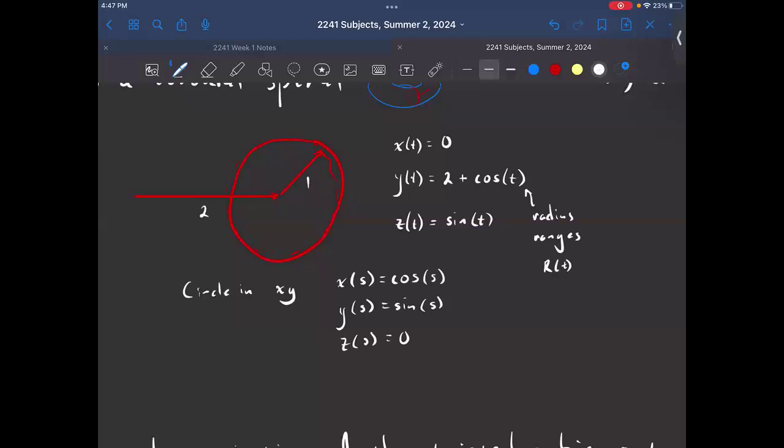This is a cylinder. And how do we put these together? I want the radius to be that. So I need to modify this circle by putting a radius in front of it.